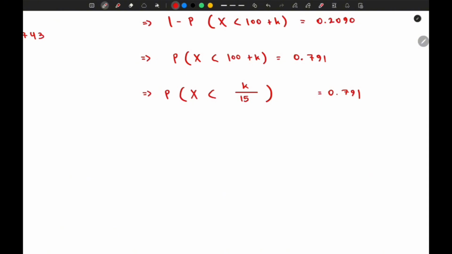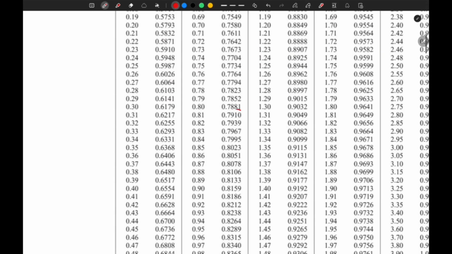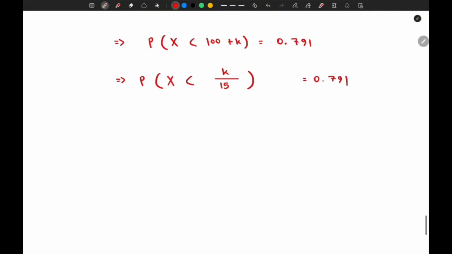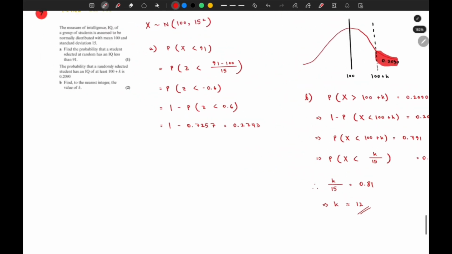Now when the probability is 0.791, we need to get the value of Z from the statistical table. So when the probability is 0.791, the value of Z is 0.81. So we can say that k over 15 is equal to 0.81. So k is equal to around 12. So that is the answer for this question.